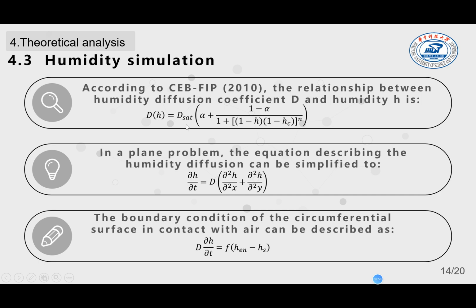Then let's talk about the humidity simulation. According to the European Code, the relationship between the humidity diffusion coefficient and the humidity is this equation. And we can use Fick's second law to describe the humidity diffusion, like this equation. The boundary condition of the circumferential surface in contact with air can be described as the third equation.